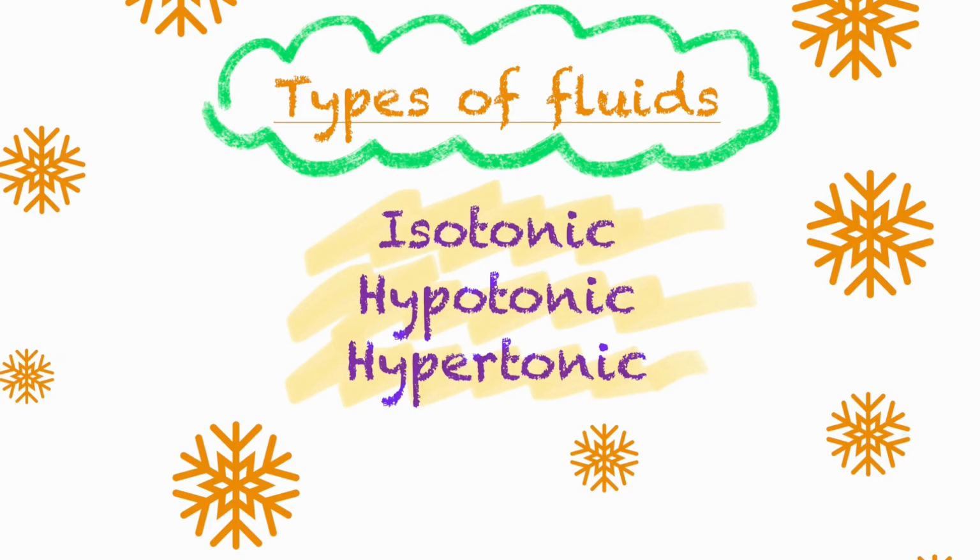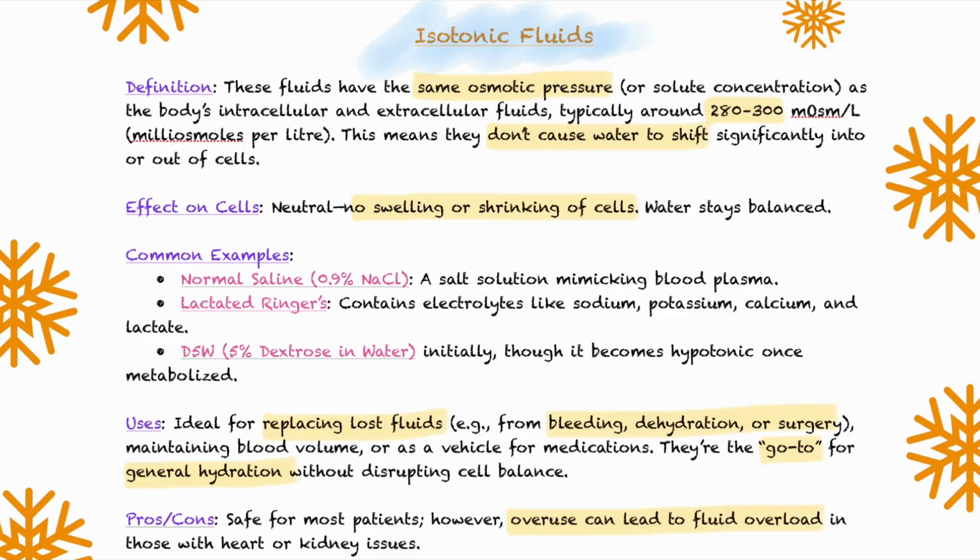Starting with isotonic fluids, these match your body's concentration. So, no big water shifts, cells stay happy and balanced. An example is normal saline, 0.9% NaCl, your everyday hero for fluid replacement. Lactated Ringer's with electrolytes like potassium and calcium is great for surgery or burns when we have to replace electrolytes.